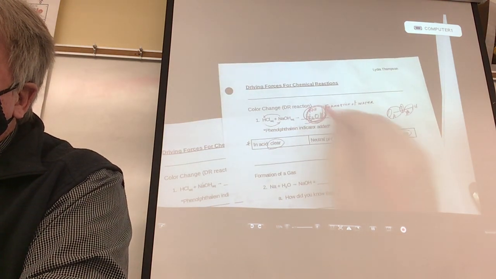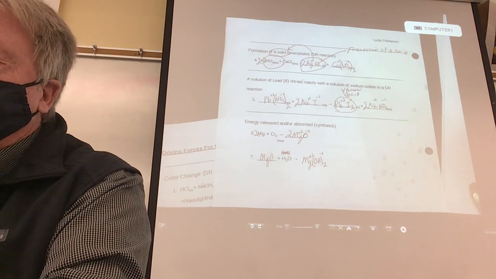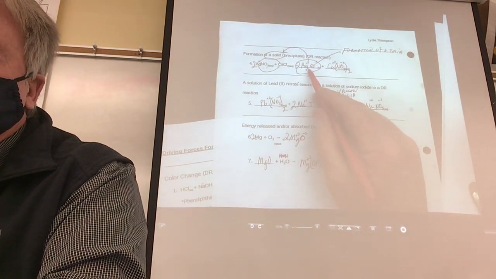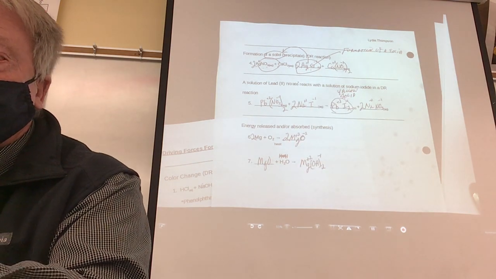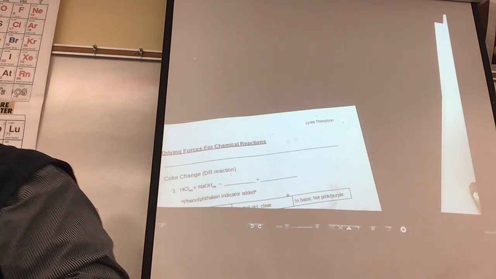And the driving force was not the production of water, like over here. When water is one of the products, that tends to make the reaction take place. And then, what's this one? Not water, but a solid. Remember that solid? And I'll do another one today with a solid. Let's do another one. There you go.